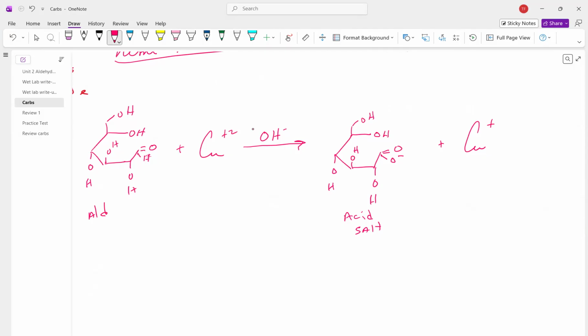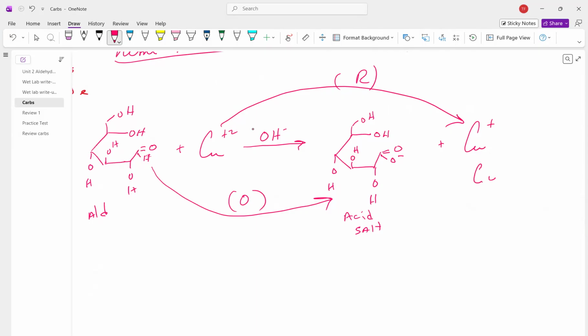Okay, so that's oxidation. This is reduction. Now, normally the copper 1 is tied up with an oxygen, which is that rusty color. Okay, so absolutely you need to remember this reaction. You will see it at least twice on the test, at least twice.